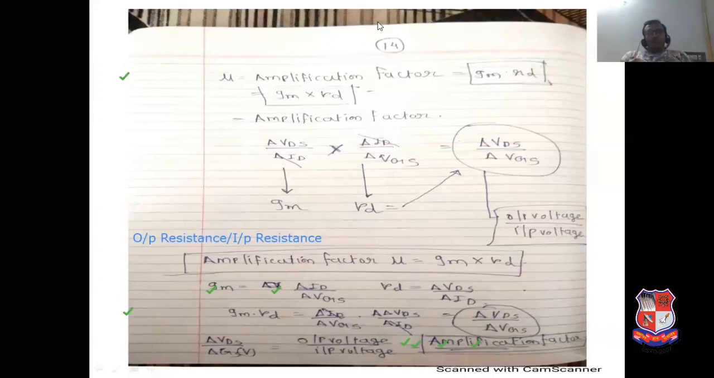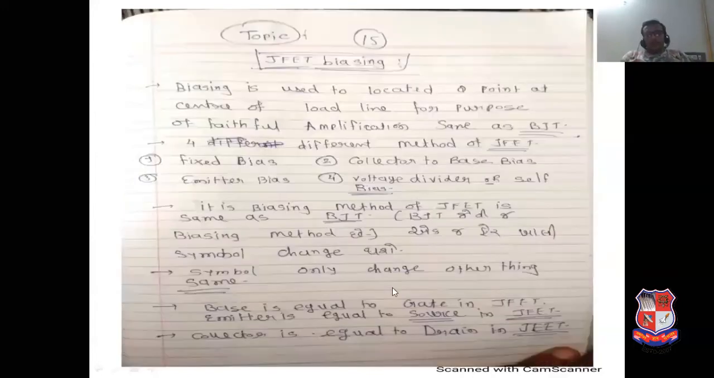Now next point. JFET biasing. What is the meaning of biasing? Biasing is used to locate the Q point at the center of the DC load line. It is the fundamental concept of the transistor, and the same can be applied in JFET. There are four types of biasing: fixed bias, collector to base bias, emitter bias, and voltage divider bias.